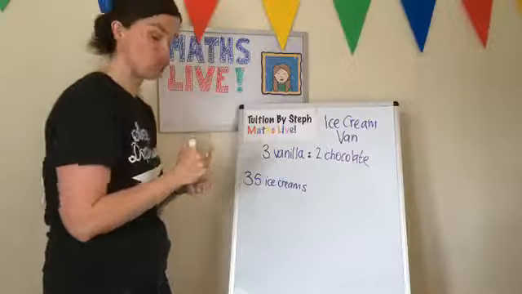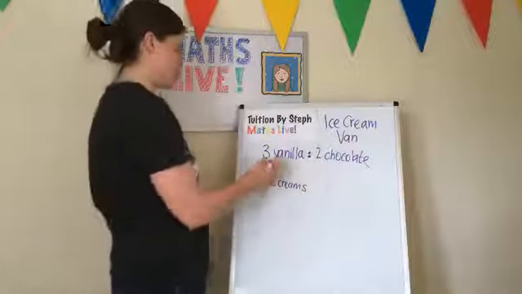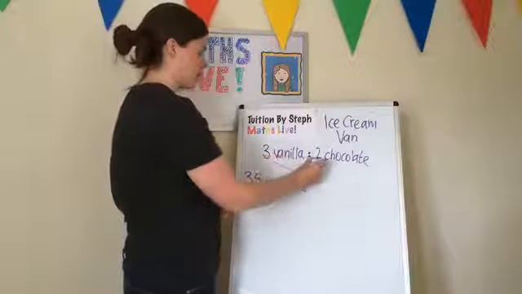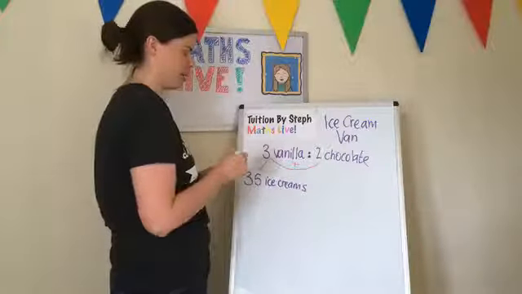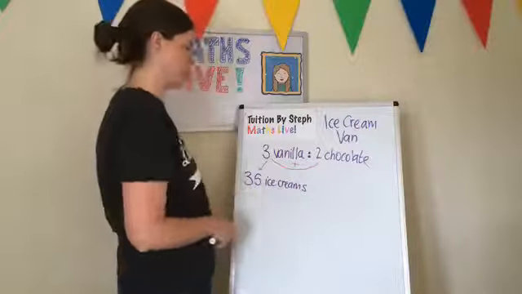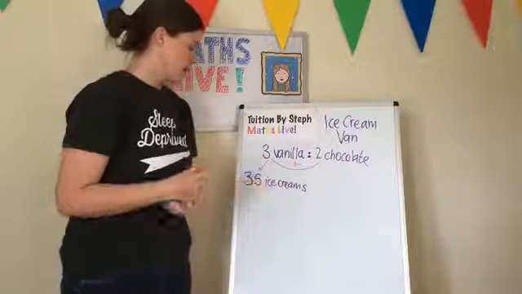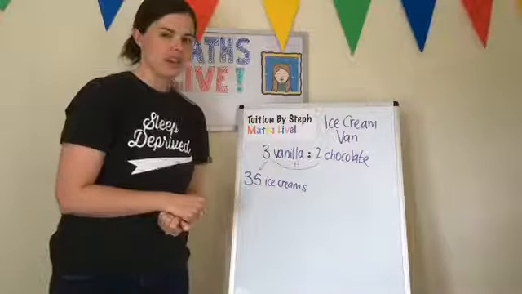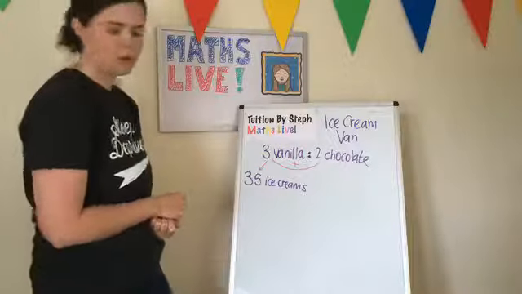I'll give you a clue. You need to add this together and then link it to this number. It's a tricky one, this one. Add these numbers, link it to 35. We'll give you a minute.